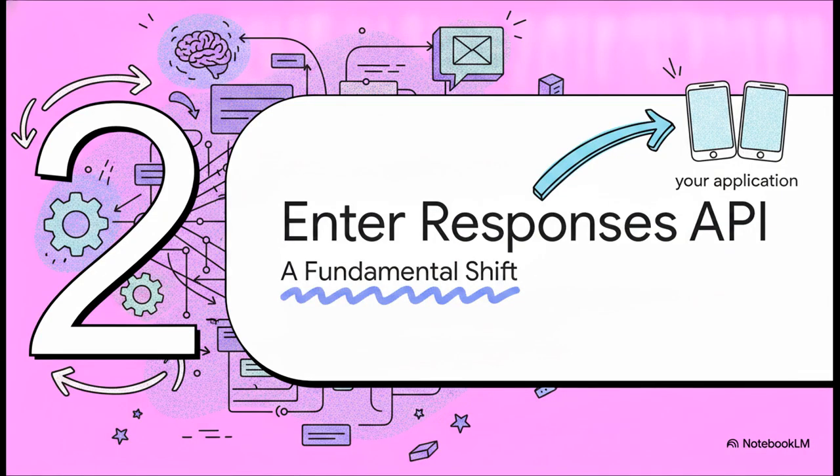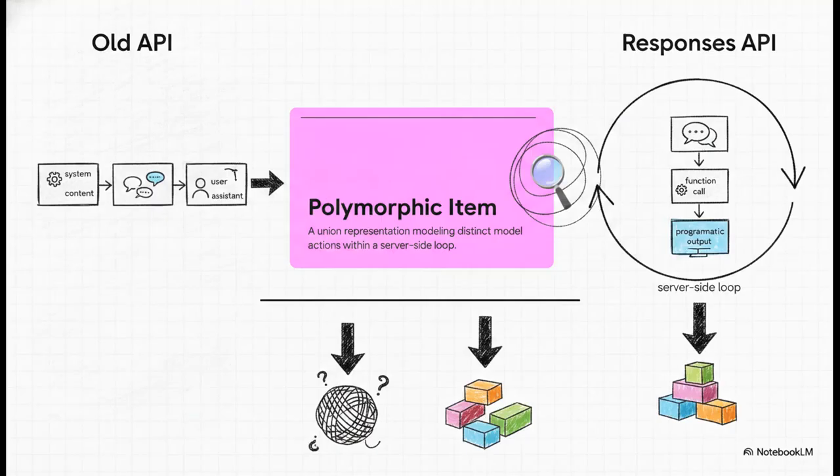Which brings us to part 2. Enter the Responses API, a fundamental shift. You have to understand, this isn't just a minor update. It fundamentally changes how applications actually talk to models. To really grasp this, we need to learn a new piece of vocabulary, the polymorphic item.